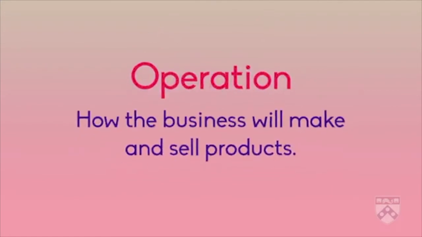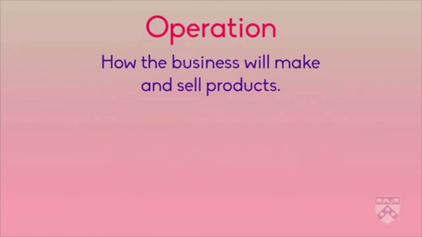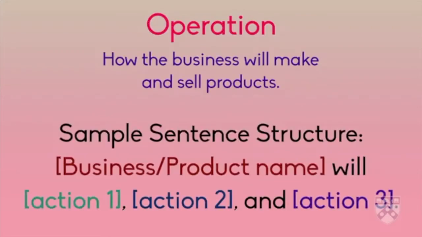This is a sample sentence structure for a general description of an operation. Notice that the operation is simply described with 3 actions. As you will see in the next 2 examples, each action is expressed with a verb phrase that explains a step in the operation.